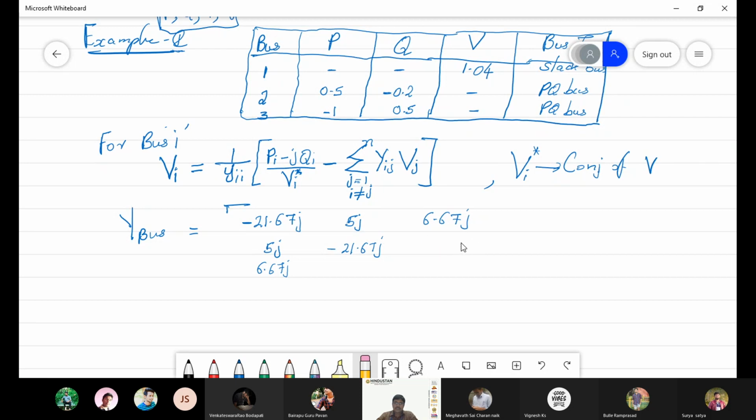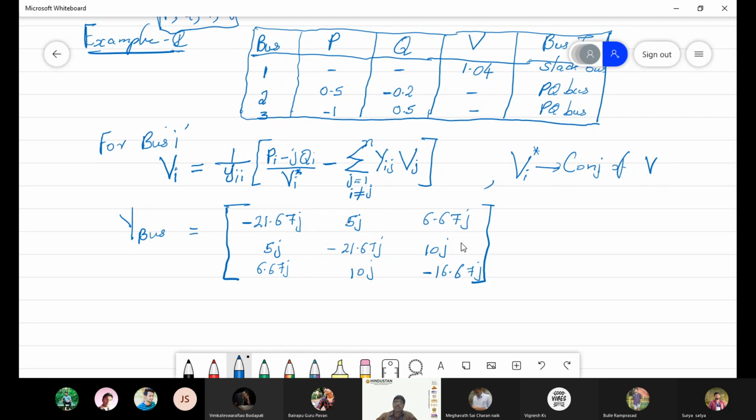This value they have given as 10j. It is here, it is 10j, so here also the same 10j will be there, and here the value is minus 16.67j. So I hope you are able to see this. Now listen, this is the Y bus. So this is the Y bus matrix they have given, all right?